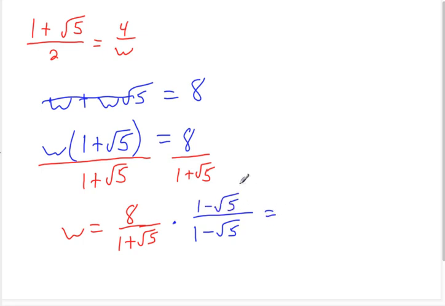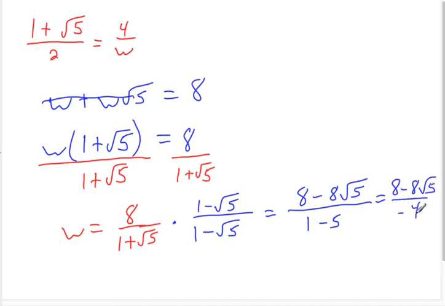So we end up with 8 times 1, so 8 minus 8 root 5 over 1 minus 5. So we end up with 8 minus 8 root 5 over negative 4. And we can simplify that further because negative 4 is a factor of 8 and negative 8, so we can say equals, let's see, I'll just divide 8 by negative 4, so we get negative 2, and then negative 8 divided by negative 4 is positive 2. And so there's our final answer.